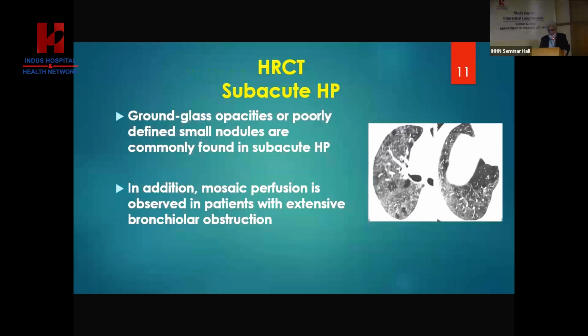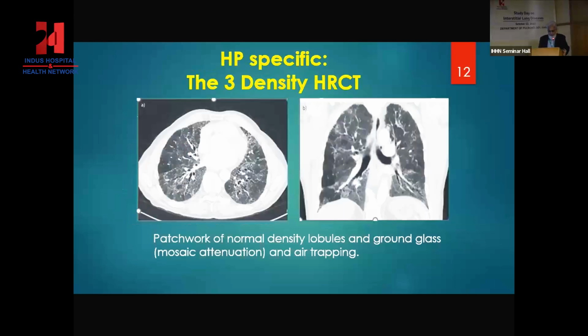Coming to HRCT, the linchpin of all interstitial disease diagnosis, and more so for HP. You see here a CT scan of subacute HP. Ground glass opacities or poorly defined small nodules are commonly found at this stage. In addition, a mosaic perfusion is observed in patients with extensive bronchoalveolar obstruction. And this is the classic HP-specific, what is known as 3-density HRCT. It has a patchwork of normal density lung lobules in a mesh of ground glass densities, causing a mosaic attenuation. And the third is air trapping. Please look at this CT picture intently and internalize it. It's classic of hypersensitivity pneumonitis.